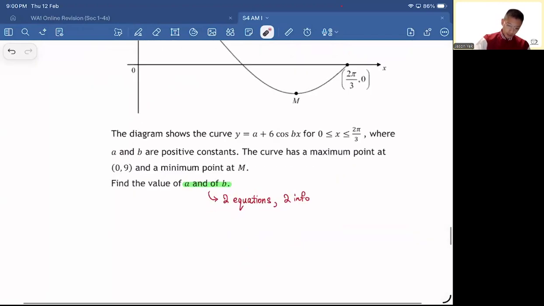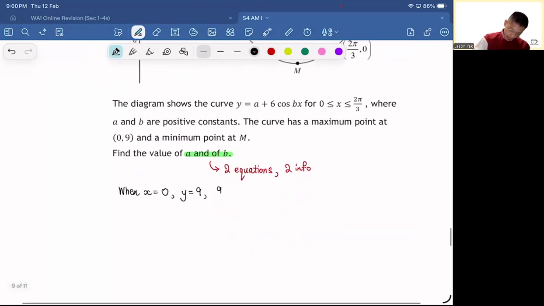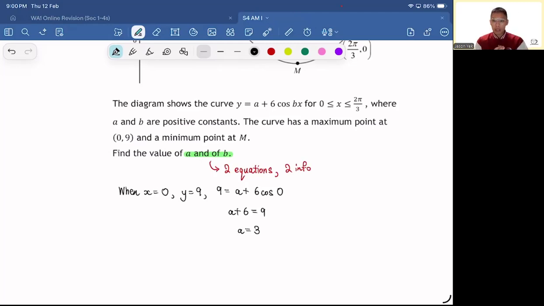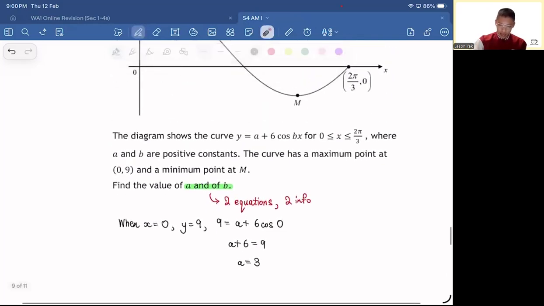So first, what we can do, if you see the graph, is plot the points first. I mean substitute, sorry. When x equals 0, y equals 9. Let's say you substitute the first one. It's fine. So I have 9 equals a plus 6 cosine of 0. Type in your calculator, cosine 0. So somehow this equation is very sweet. a is equal to 3. Good. So we have half the curve done. Then after that, you realize I have a next point. When x is 2 pi by 3, y is 0.